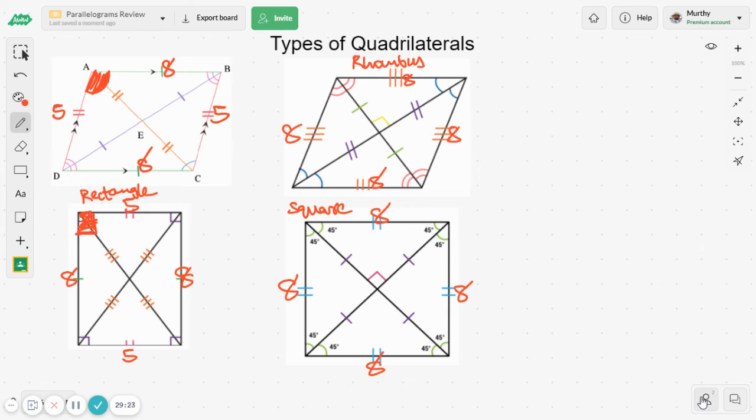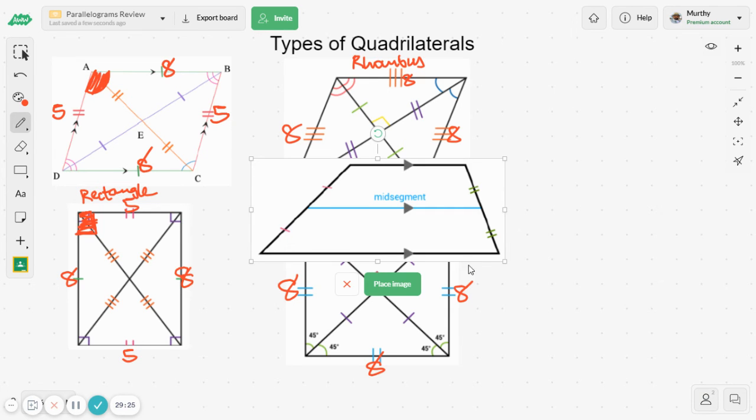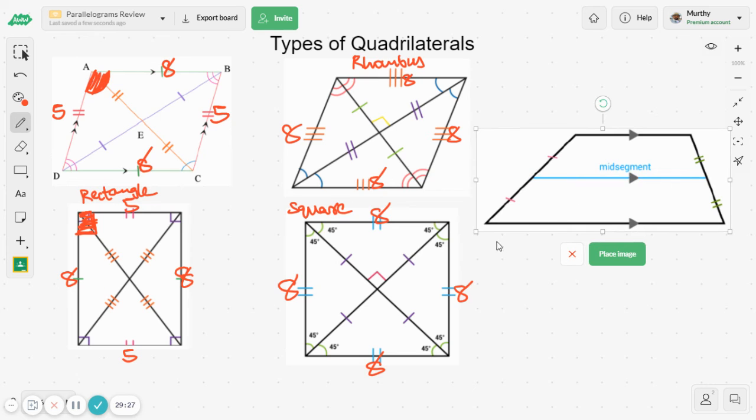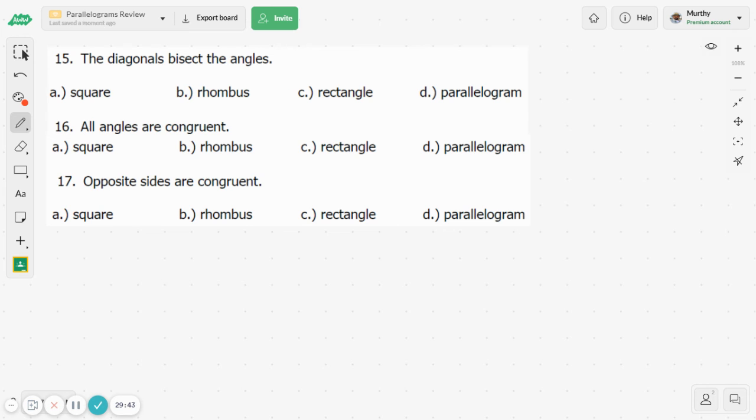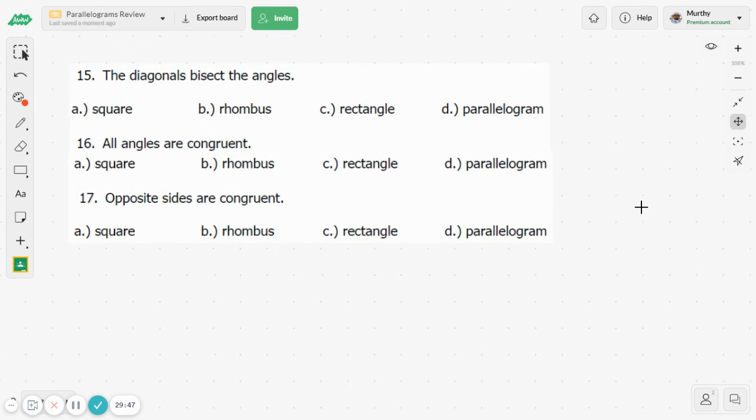And the last one is a trapezoid. Trapezoid means one pair of sides are parallel. I hope you know that. Only one pair. So this is parallel to this one. I'll take another class separately on trapezoid properties. So let's go to analyzing some multiple choice questions.